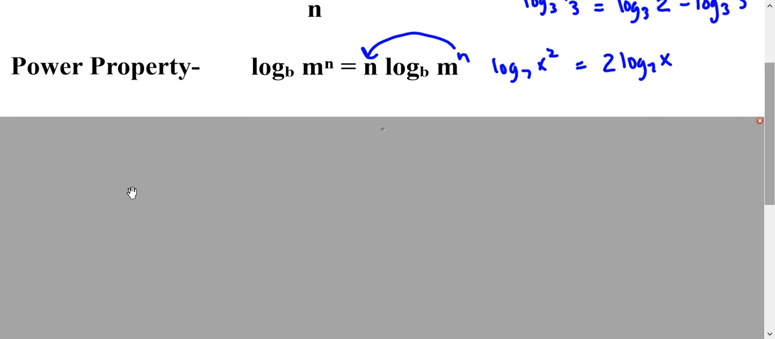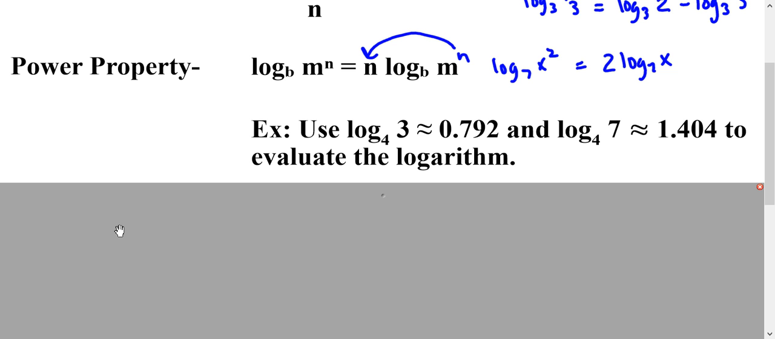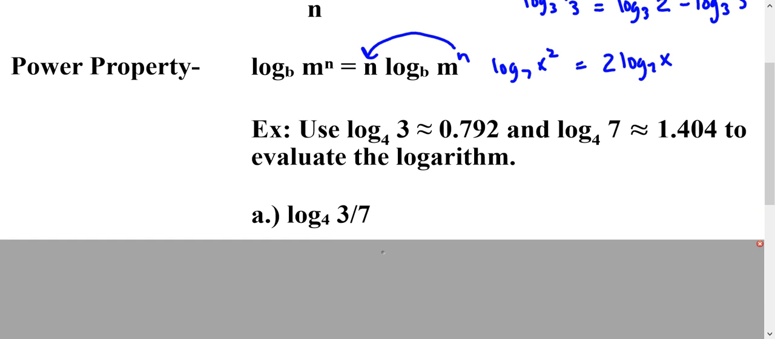Okay, so let's try a few different examples. Let's say that we'd figured out what these logarithms were. They're telling you that log base 4 of 3 is approximately 0.792, and log base 4 of 7 is approximately 1.404. We're going to use those to substitute values in later to evaluate a specific logarithm. So let's say we have log base 4 of 3/7. First we want to use these two logarithms that we were given. So we're going to use 3 and 7, and we're going to separate them using the properties of logarithms.